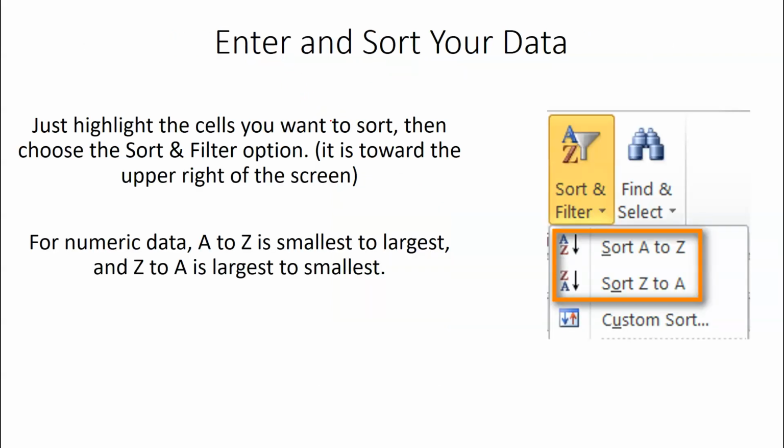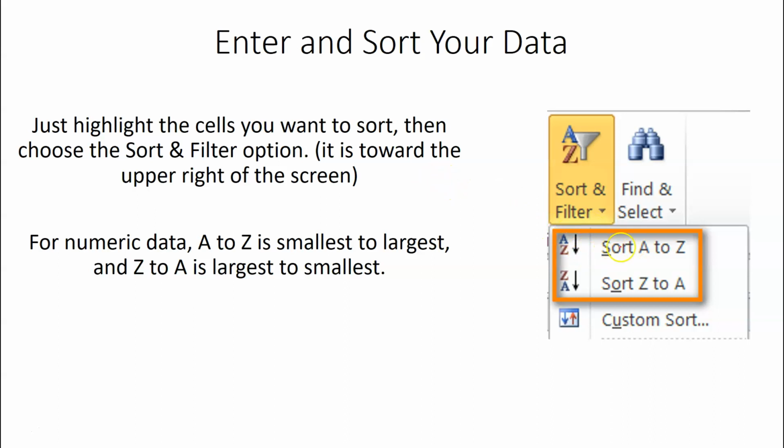All right, to start off in Microsoft Excel, you're going to enter your data. I didn't show that, but that's pretty self-explanatory. You take all your data points and enter them. You're going to want to sort them. So you highlight them, and then way over in the upper right corner, but not the farthest right, you're going to see this funnel looking thing and an A to Z. That's your sort and filter. And you're going to want to choose one of these.